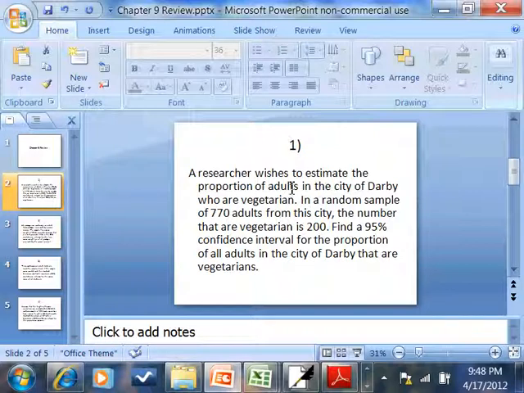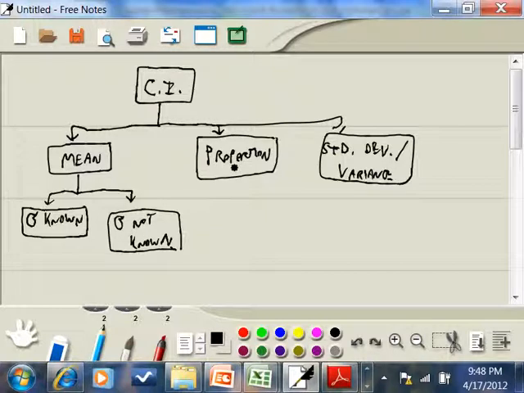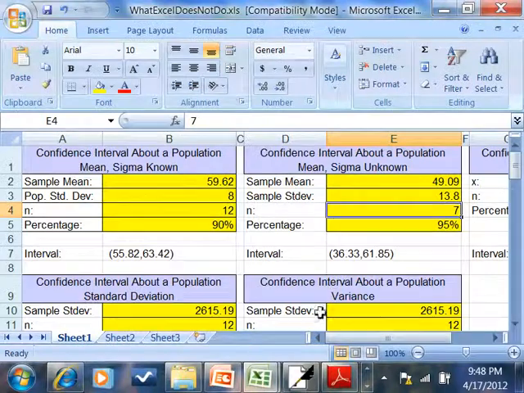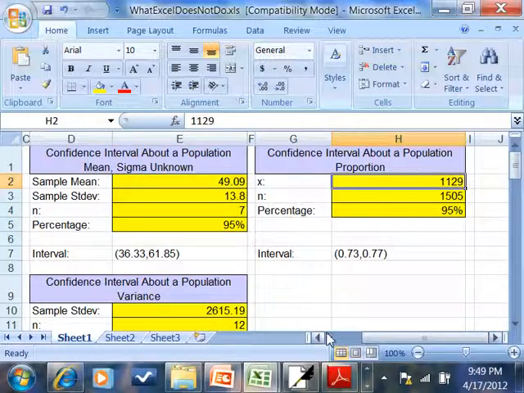A researcher wishes to estimate the proportion of adults in the city of Derby who are vegetarian. In a random sample of 770 adults from the city, the number that are vegetarian is 200. Find a 95% confidence interval for the proportion. Confidence interval for proportion, there's no choice. It's going to be, from our spreadsheet, this one right here, confidence interval about a population proportion.